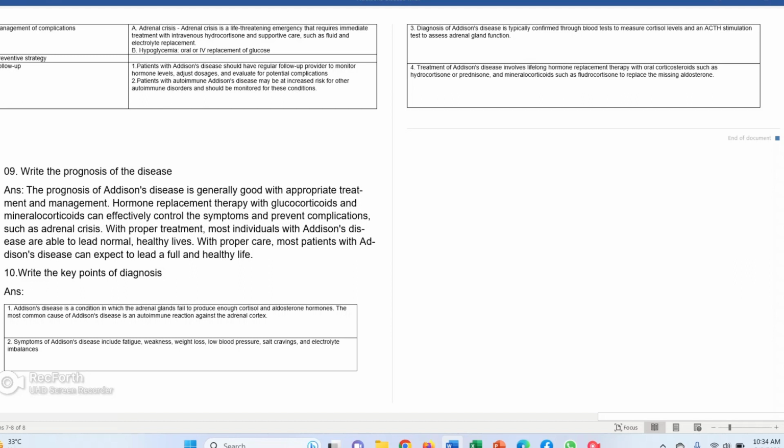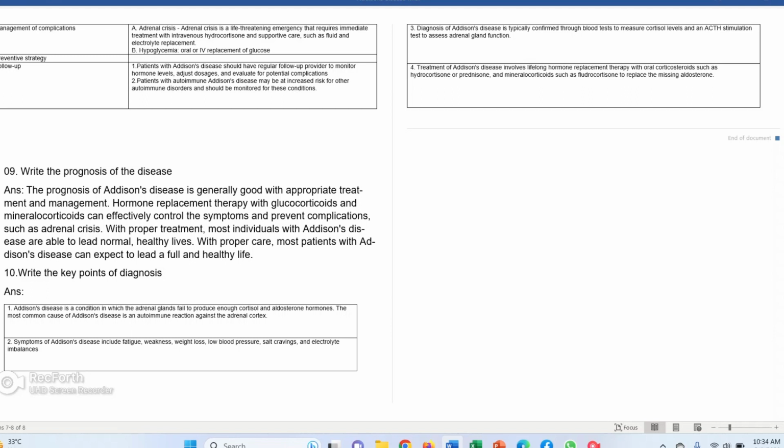Follow-up. Patients with Addison disease should have regular follow-up to monitor hormone level, adjust dosage, and evaluate potential complications. Patients with autoimmune Addison's disease may be at increased risk of other autoimmune diseases and should be monitored for those conditions.